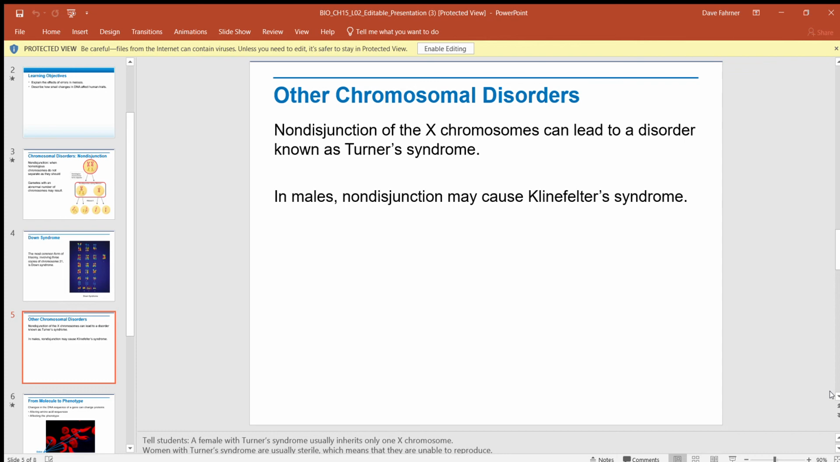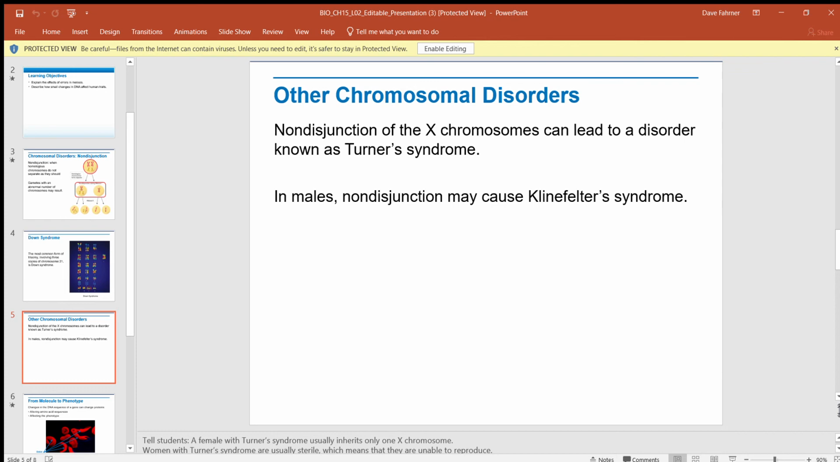Those individuals that do survive are generally sterile because they lack sexual development. They don't have the extra X chromosome. They lack normal sex organ development. They are within the normal range of intelligence, and they are extremely short in stature. When I say extremely short, they're well below 5 feet. They're in the 4-foot range. So they have a number of very distinctive characteristics.